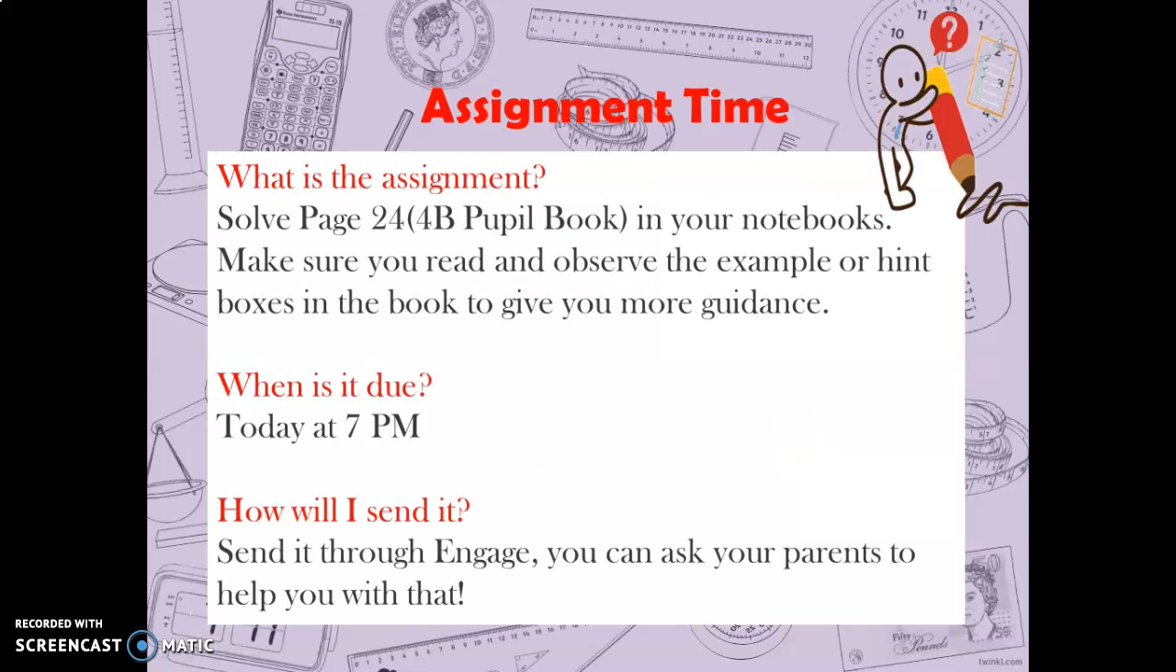Your assignment is to solve page 24 from your 4B pupil book in your notebooks. Make sure you read and observe the example or hint boxes in the book to give you more guidance. When is it due? Today at 7 p.m. And you know how to send your work already.